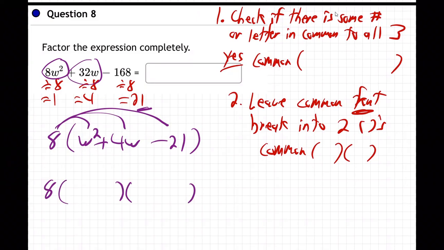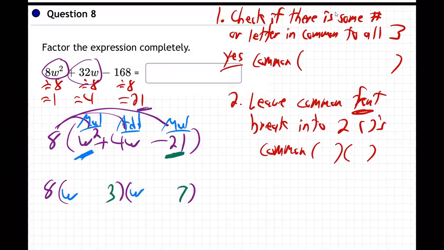Well, remember what we write here? Multiply, add. So what multiplies to be W squared? Well, that's just going to be W times W to make W squared. Front times front to make front. And then what multiplies in the back to be minus 21? 3 times 7. Now, don't worry about the minus yet. We'll get to that in a minute, but that makes 21.